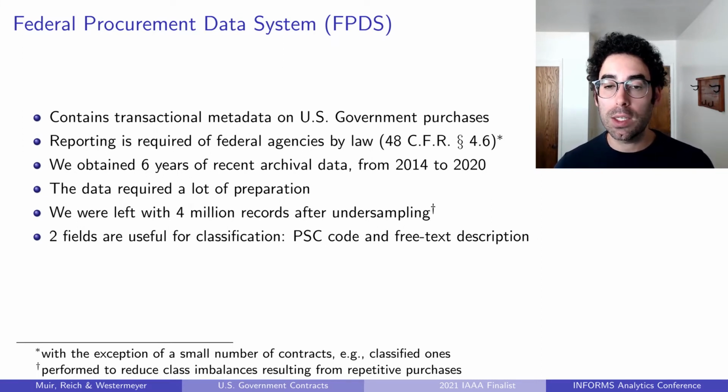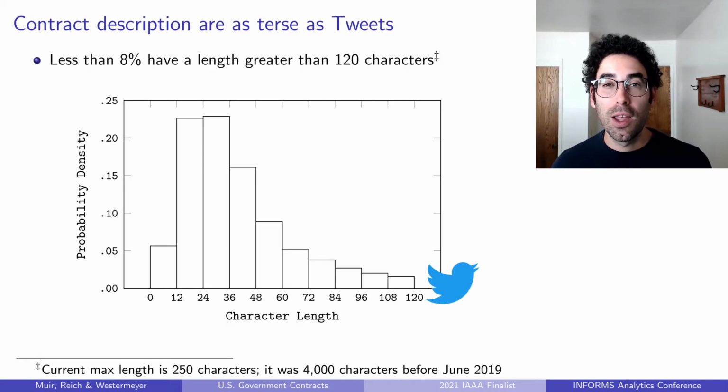We were able to obtain 6 years of recent archival data from 2014 to 2020. That data required a lot of preparation. The formatting wasn't necessarily consistent from year to year. And we were left, after we dealt with all that, with 4 million records. And 2 of those fields in particular are useful for classification. One is the product service code itself, and the other is a free text description. Those text descriptions are where we're getting our information from.